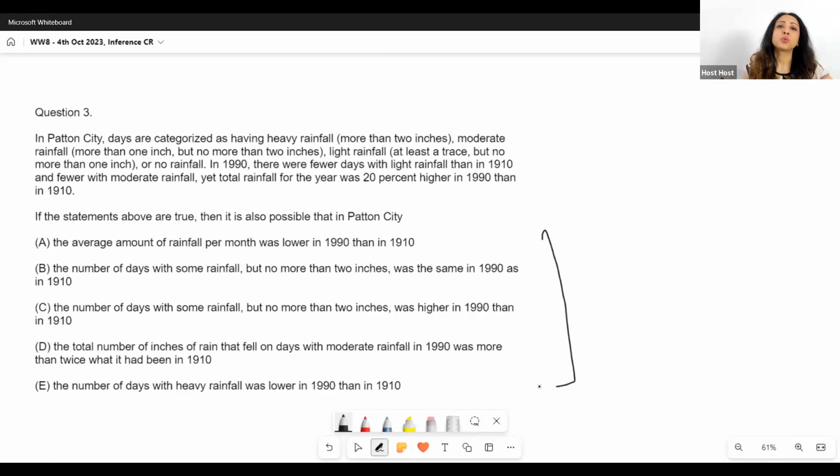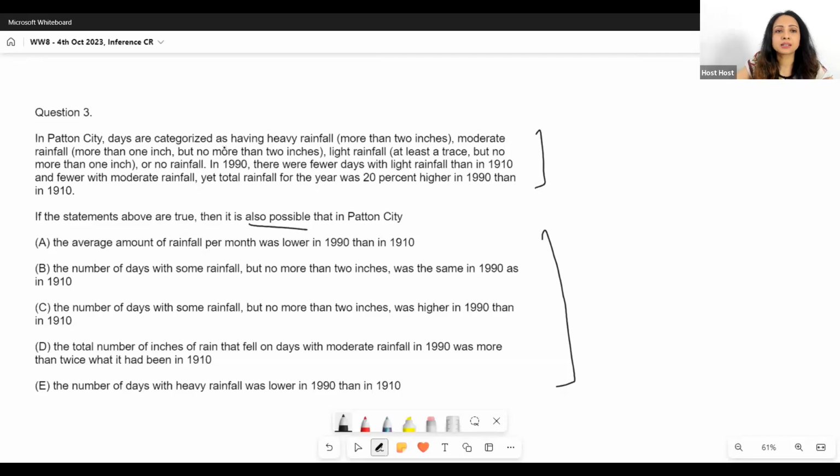But then when we talk about an inference question, we usually say that we're looking for something that must be true. So what we are doing over here is looking for four options that must be false, four things that are not possible, because it asks us if the statements above are true, then it is also possible that in Patton City. So basically, we are eliminating four options that we know, based on the data from the argument, are not possible. And then one of them is possible. Okay, it's an interesting question for sure.